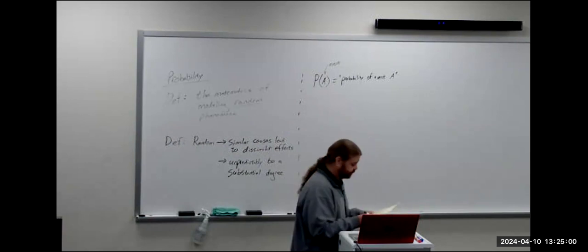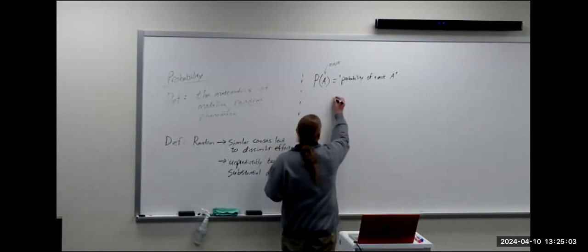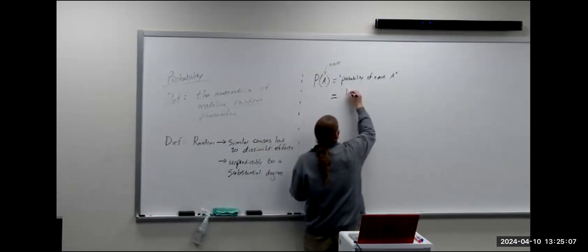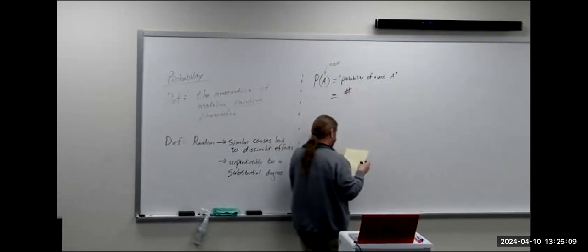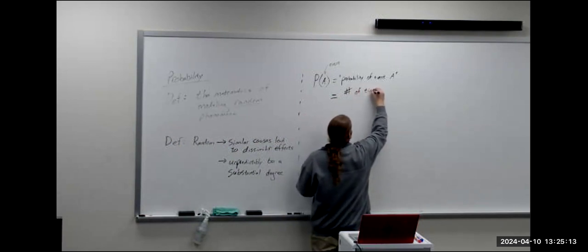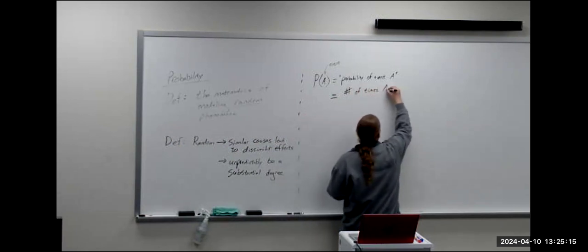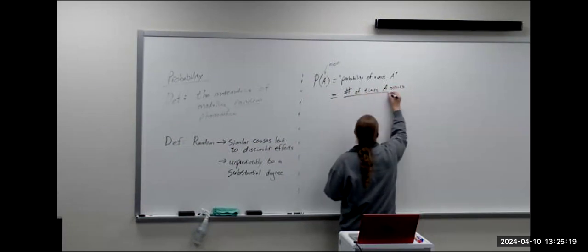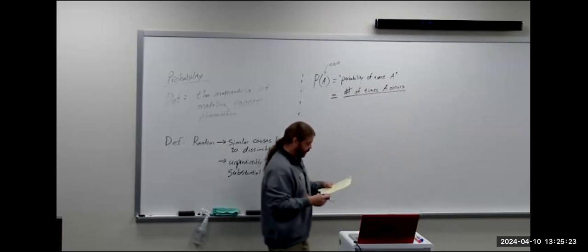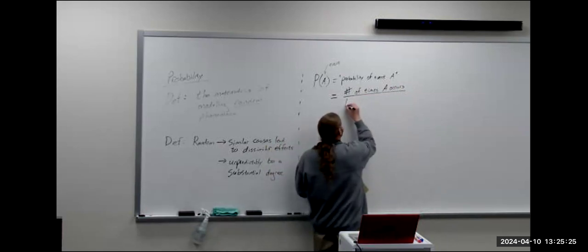So, the simple formula for that, I'll write out in words, is the number of times A occurs divided by the total number of possibilities.